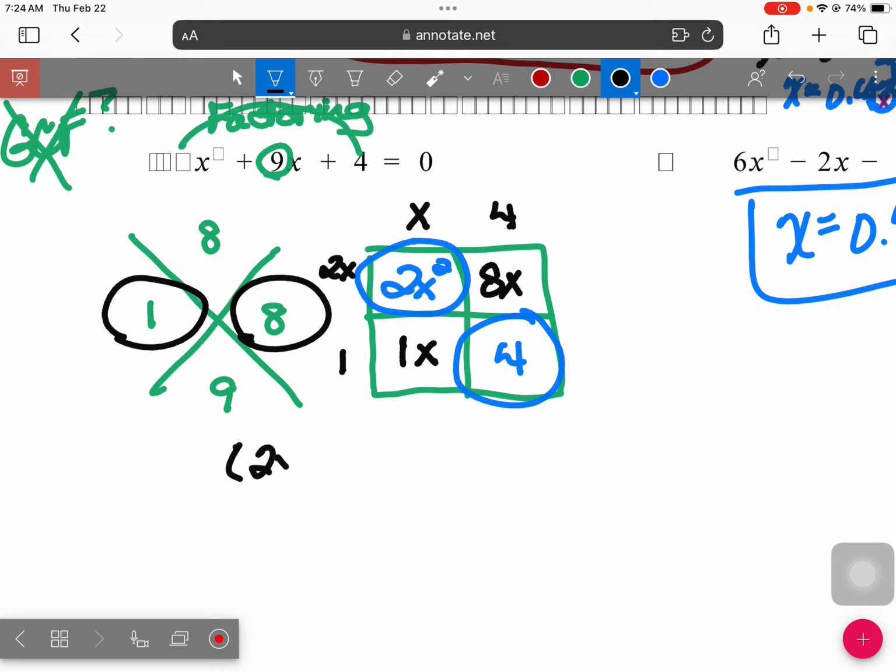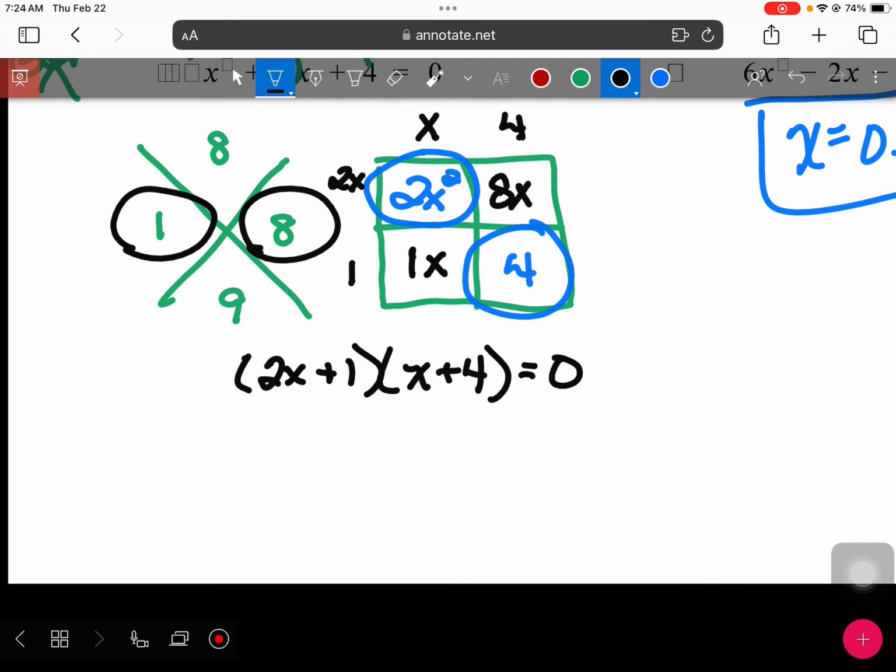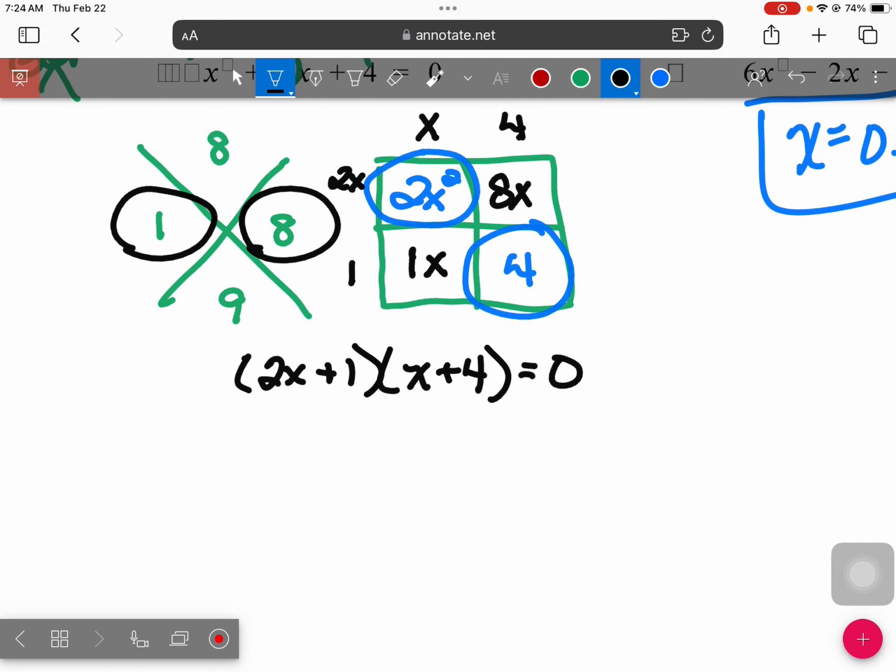So therefore, my factors are 2x plus 1 and x plus 4 equals 0. Remember, this is an equation we are trying to solve. So am I done yet? No, these are factors. We need to solve for x. But if I have 2 factors multiplied that equals 0, I need to set each of them equal to 0 because one or both has to be 0. So I need to figure out what my x value is when I set these equal to 0. Does that make sense to everybody?